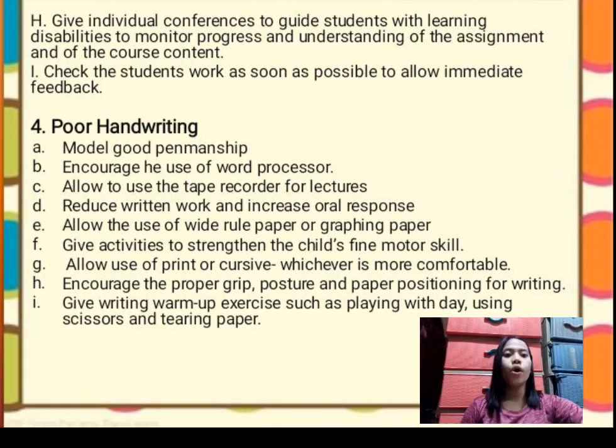Number 4. Handwriting. A. Model good penmanship. B. Encourage the use of word processors. C. Allow the use of a tape recorder for lectures. Letter D. Reduce written words and increase oral responses. Letter E. Allow the use of wide-ruled paper or graphic paper. Letter F. Give activities to strengthen the child's fine motor skills.